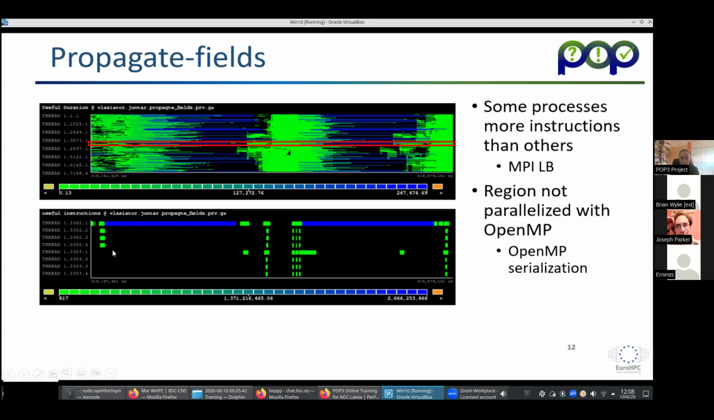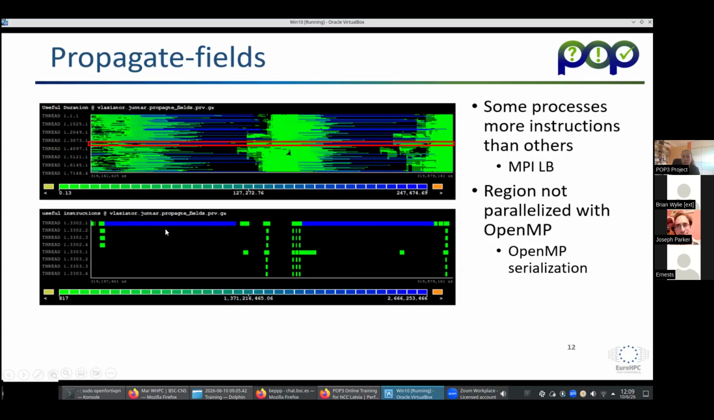So we zoom in on just some processes. Now you see the same time, but only showing some of the processes. What we see is that some of the processes have more work than others. So here we have process 3302 that is computing, but the other process 3303 is not computing anything. So here we see the MPI load imbalance. One process is computing while the other is not. In the next iteration, this process is computing, and this one is computing a very small portion of time. So we see that there's an MPI load imbalance.